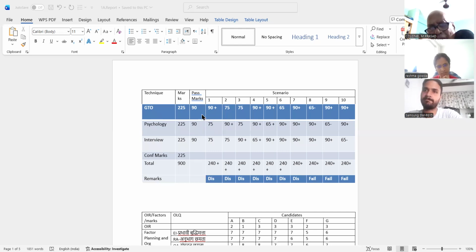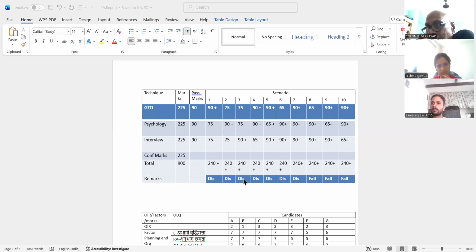Out of 90, a person has been given 90 plus by the GTO, so he has been passed by the GTO. But he has not been cleared by the psychologist and the interview, but the total marks is 240. So if you have been passed by at least one assessor, and your total marks entered in the computer is 240, then you come under discussion. Secondly, in the second case, he has been passed by the psychologist, or by the interviewing officer. In all situations, the total marks is about 240, hence he comes under discussion.